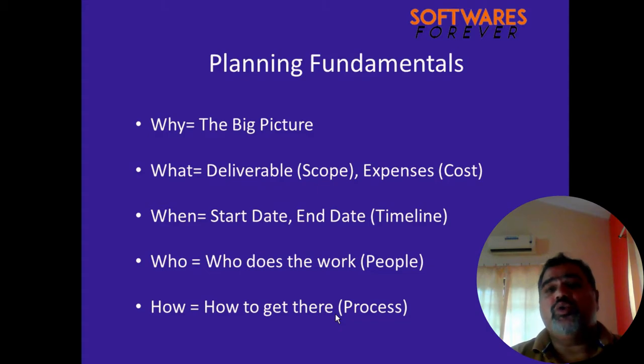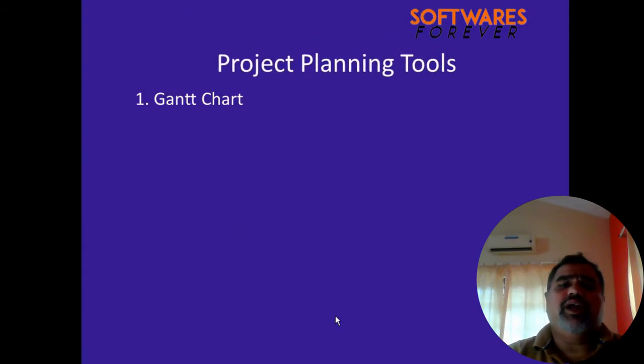Who does the work? Who is going to do that? You are going to hire the resource, or you are going to give it to a contractor to complete the job. And how to get there? What all the processes you are going to implement to complete your house construction? House is just an example I mentioned. So you can implement this in your software development, or any automation project, anything, whatever you are doing, you can plan properly.